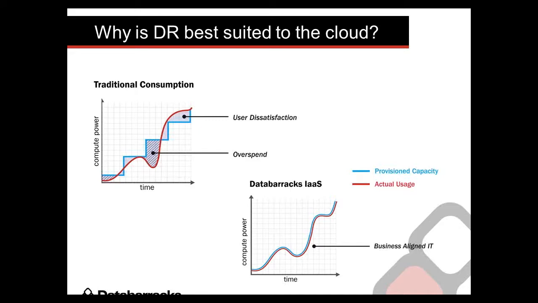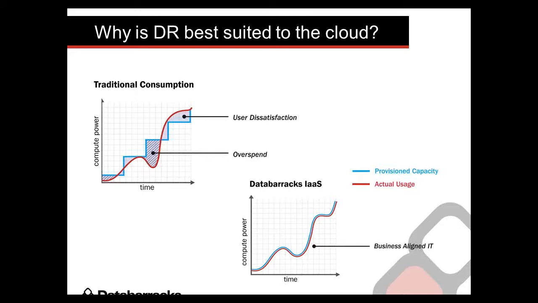On the left-hand side, with any kind of infrastructure spend, there's normally a purchase cycle, and there's a point where you are underutilizing that infrastructure, and then points where you may be overutilizing that infrastructure as well, which leads to either overspend or dissatisfaction from the client business.